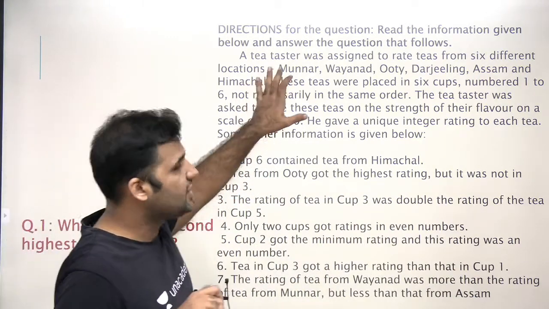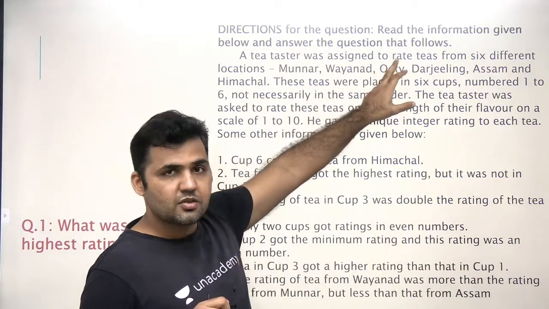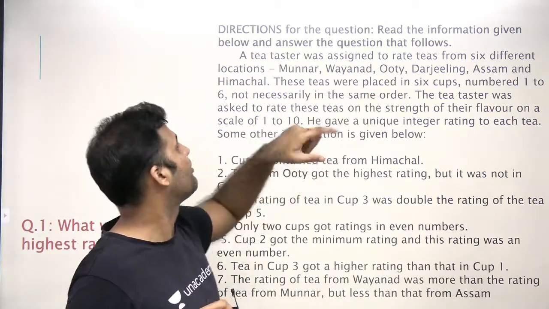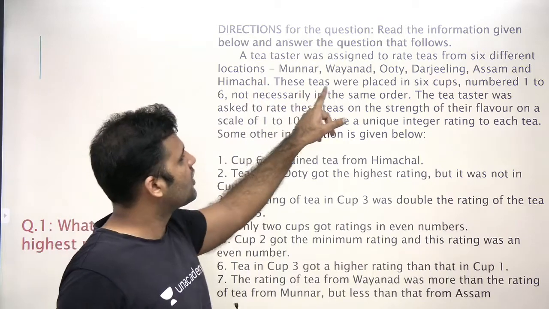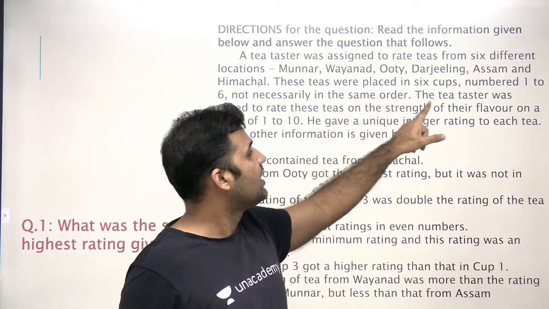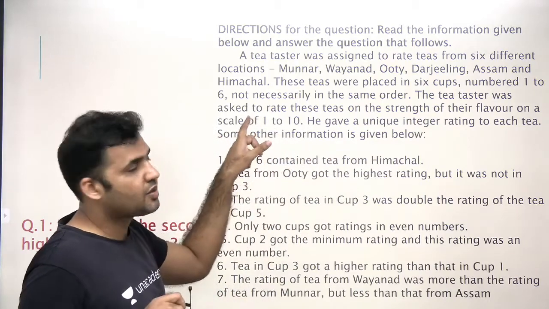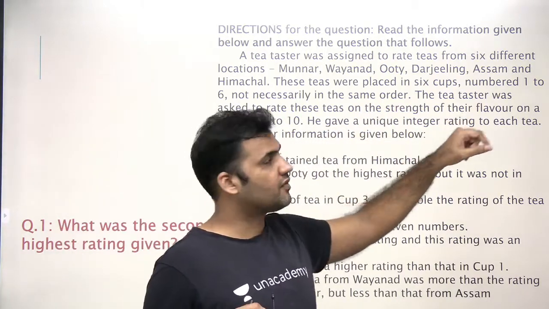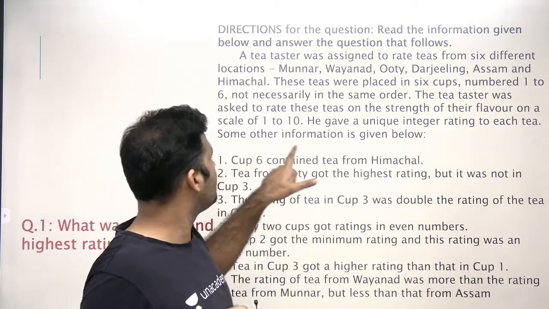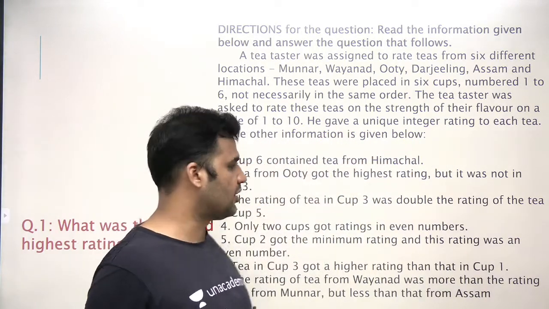It says a tea taster was assigned to rate teas from 6 different locations: Munnar, Wayanad, Ooty, Darjeeling, Assam, and Himachal. These teas were placed in 6 cups, number 1 to 6, not necessarily in the same order. The tea taster was asked to rate the teas on the strength of their flavor. On a scale of 1 to 10, he gave a unique integer rating to each tea. Some other information is given below.